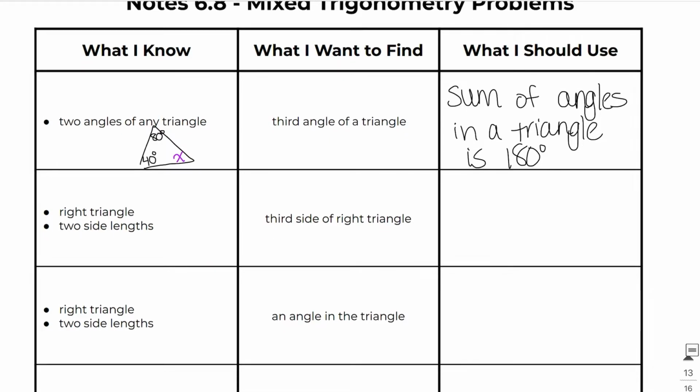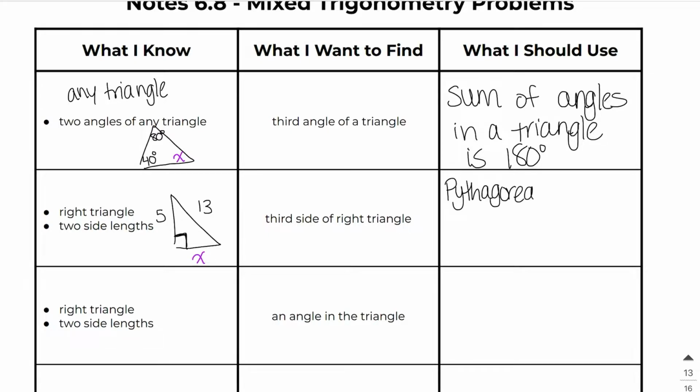Okay? What if I'm given a right triangle? And by the way, this is any triangle for this one right up here. What if I'm given a right triangle and I'm given two side lengths? So let's say, for example, I know this is 5 and this is 13. And the thing that I want to find out is the third side of a right triangle. So I want to know this side right here. There's no angles at all, so I actually wouldn't be using trigonometry at all here. And in fact, I would be using Pythagorean Theorem, which is a squared plus b squared equals c squared.